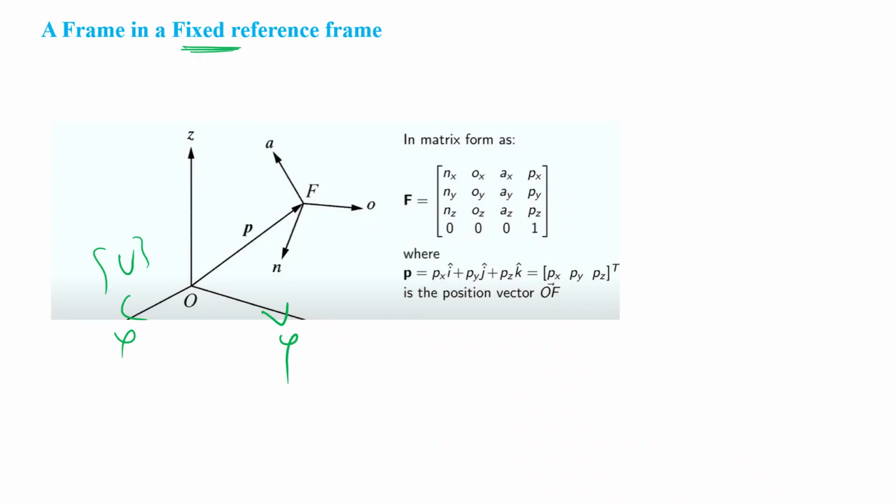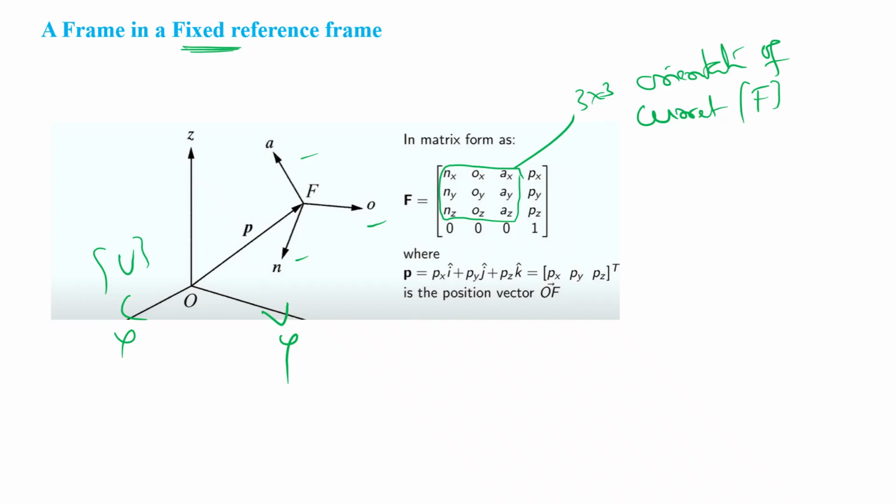So we have to completely represent it. In the previous case, I showed you how to represent the orientation N, O, A. So this we have done. This point represents orientation. This 3 cross 3 matrix says the orientation of the current frame. The current frame is F, and the universal frame is represented as O. So the 3 cross 3 represents the orientation of current frame F with respect to the O frame.